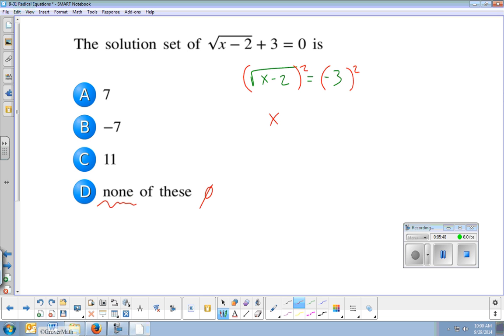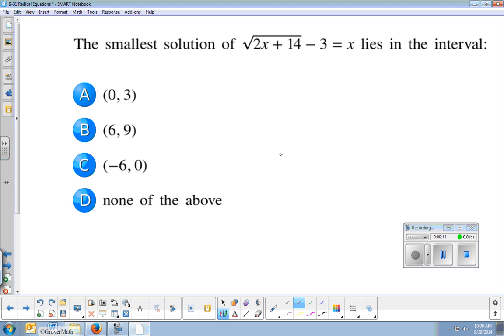So we square both sides. x minus 2 equals 9. x equals, add 2, 11. So let's see if this is 11. 11 minus 2 is 9. Square root of 9 is 3. 3 plus 3 is definitely not 0. So again, it's an option where there's no answer. And that step right there, that whenever you have a radical equal to some negative number, it's not going to end up working out.